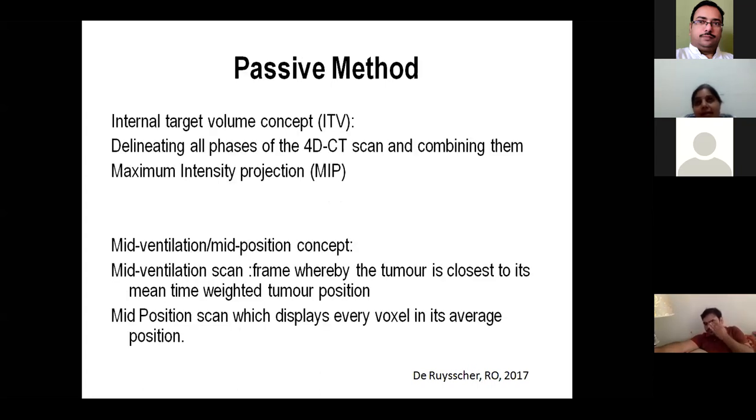The most common technique that is used is assess the motion on a 4D CT scan, and you delineate on all the phases of the CT scan, or you delineate on the maximum intensity projection image, the MIP, which incorporates the motion, and that is what gives you an ITV. This is the most commonly used technique. And now people are suggesting using a mid ventilation or mid position. Again, it depends upon whether your vendor, the 4D CT vendor, is able to give you this kind of imaging set. At least at my center, this is not available. So we are using the ITV concept.